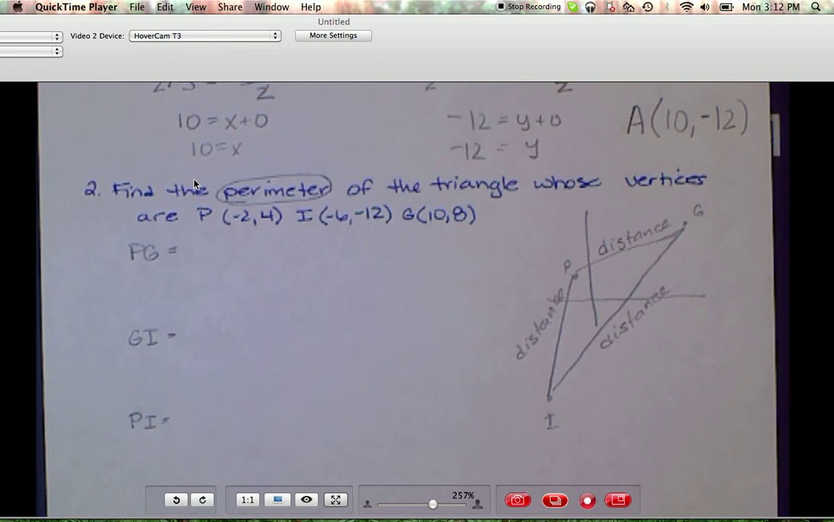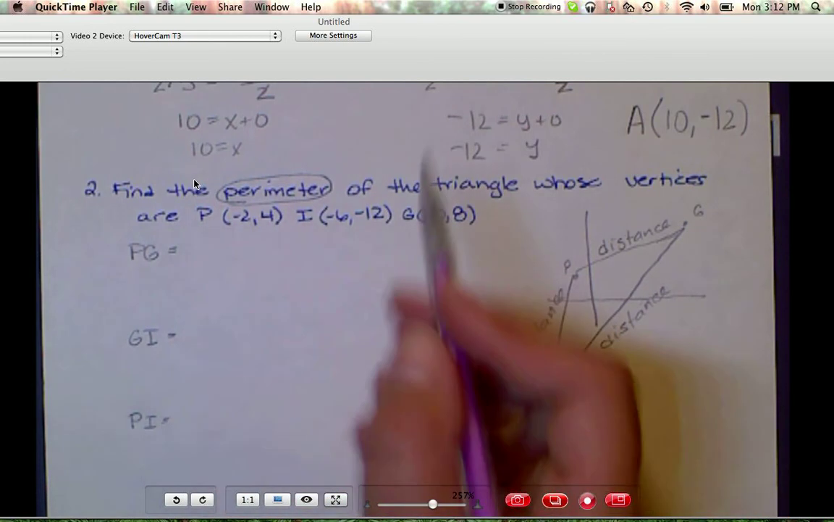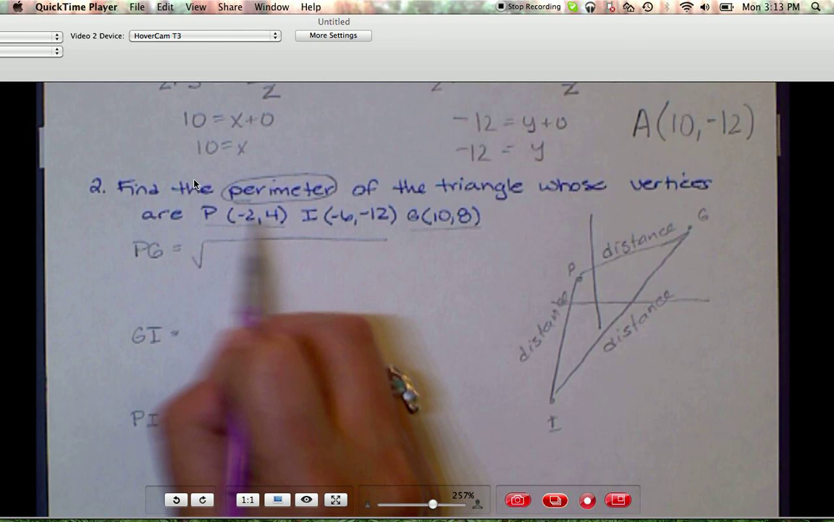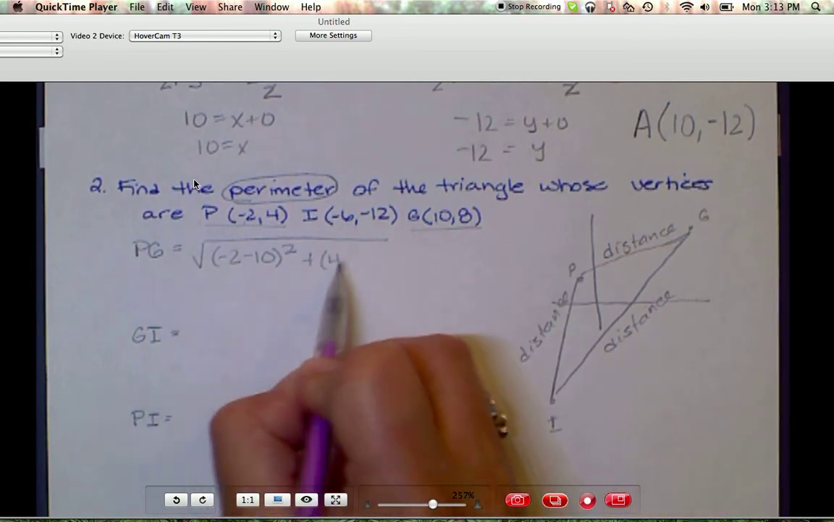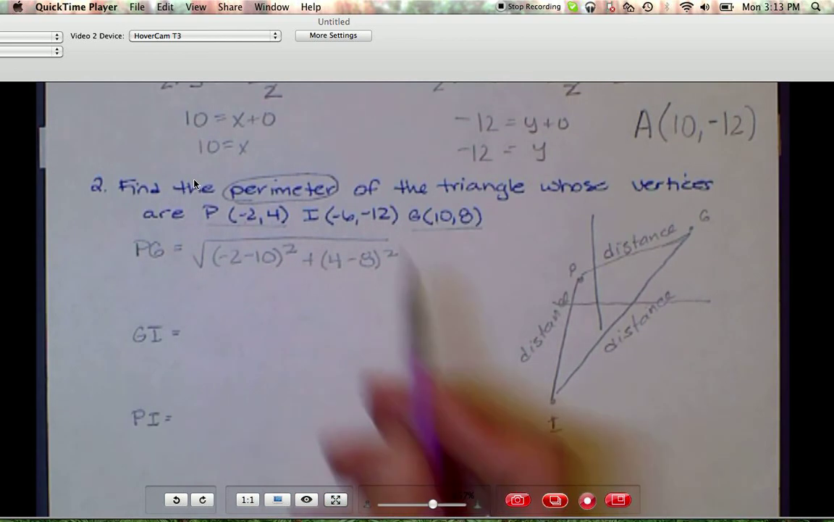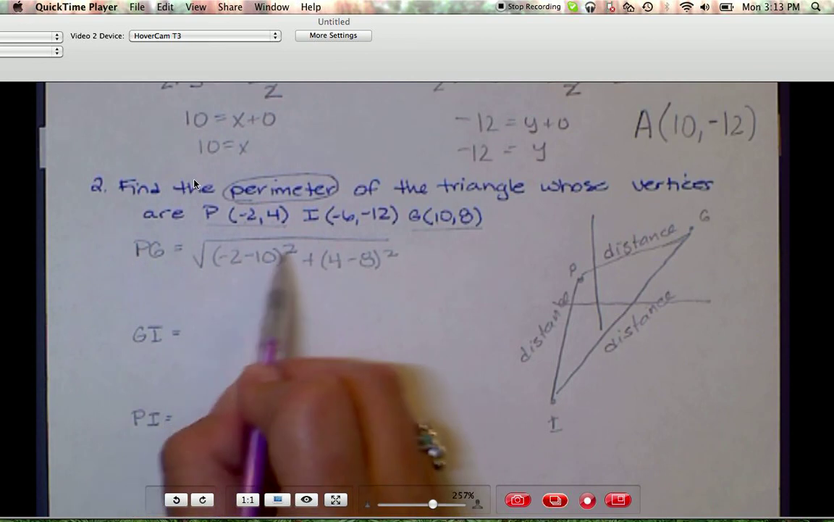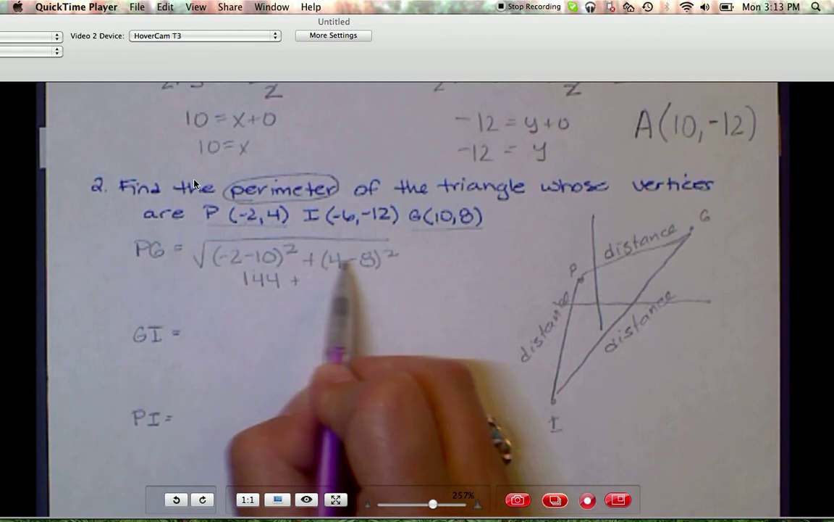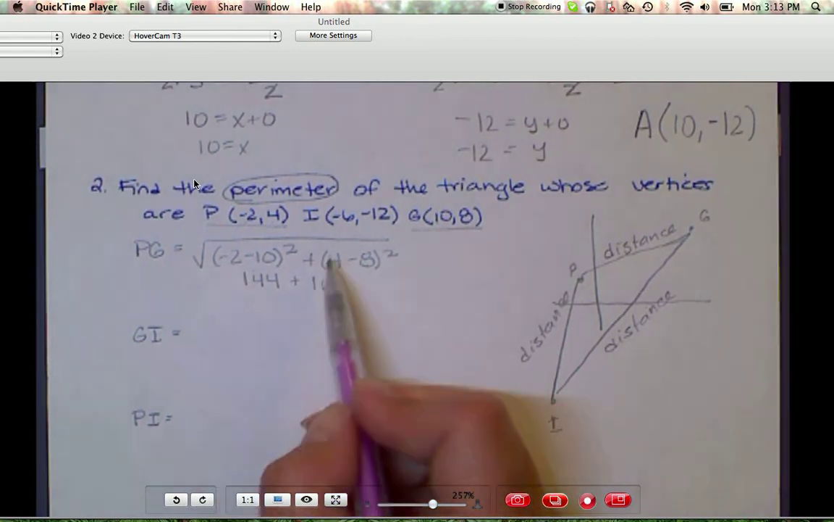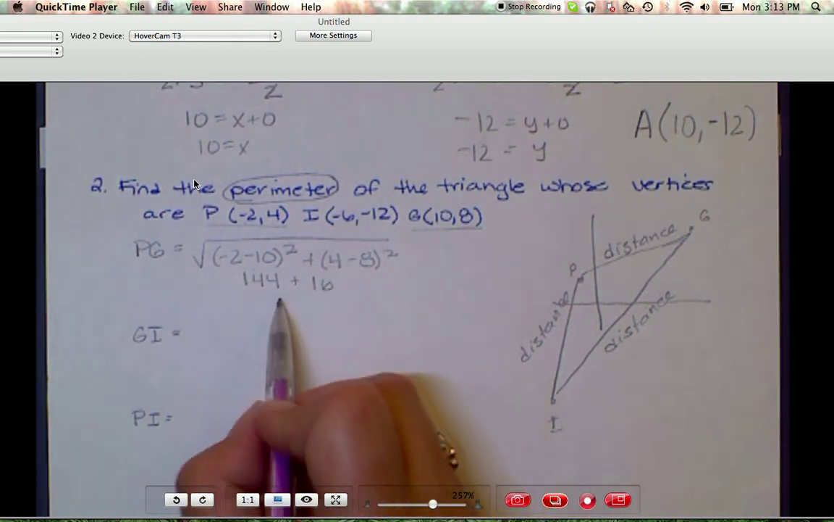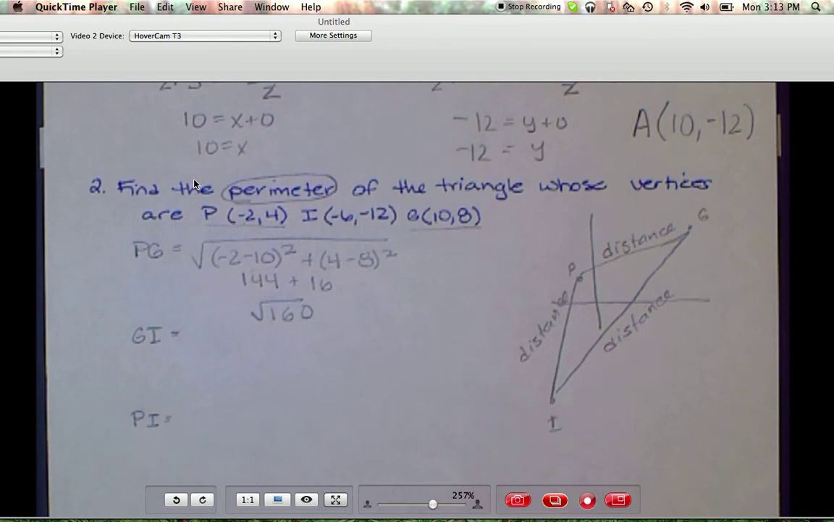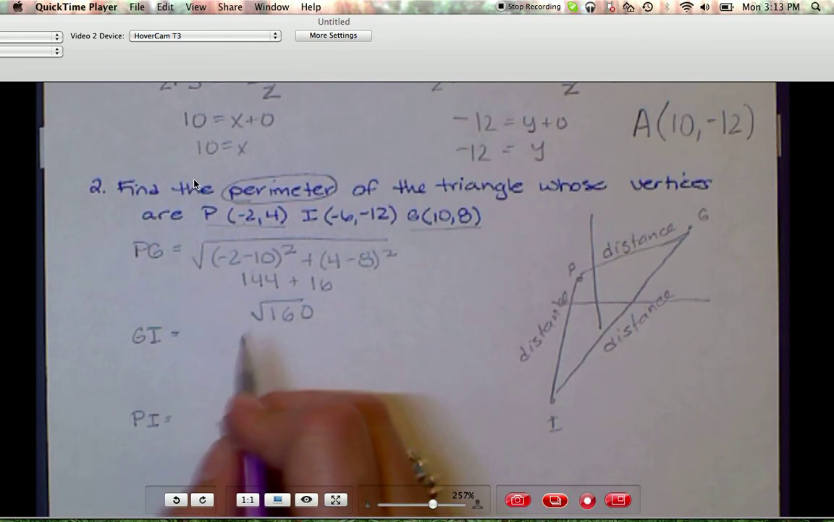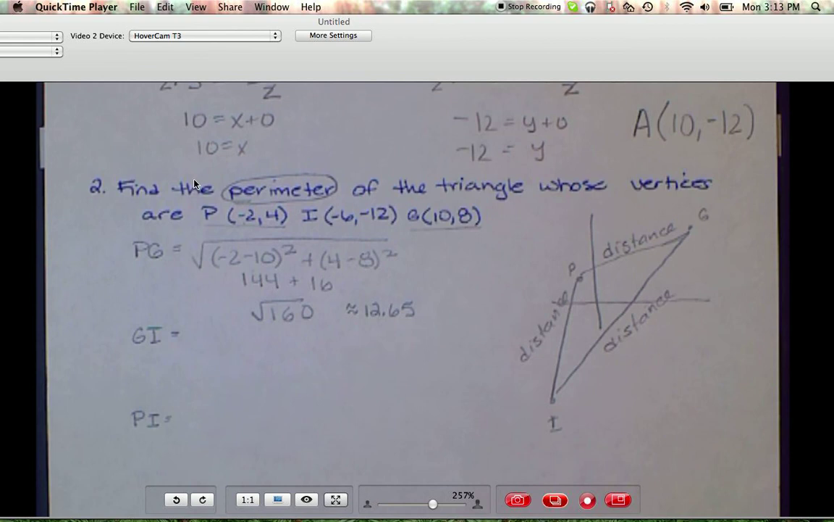All right, so we're going to do the distance formula each time, choosing only two endpoints, P and G in this case. So I'll use this point and this point. So we do -2 minus 10 squared and 4 minus 8 squared. -2 minus 10 is -12. -12 squared would be 144. 4 minus 8 would be -4. -4 squared will be +16. Remember that whether it's negative or positive, when you square it, it will always be positive. And that will give us the square root of 160. When you calculate the square root of 160, we should get about 12.65.